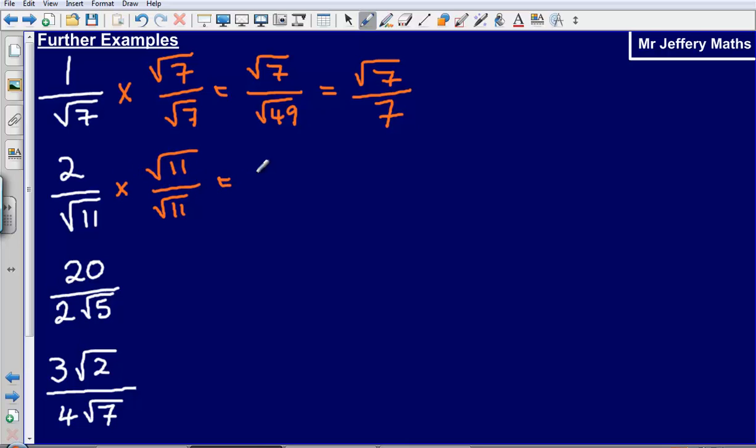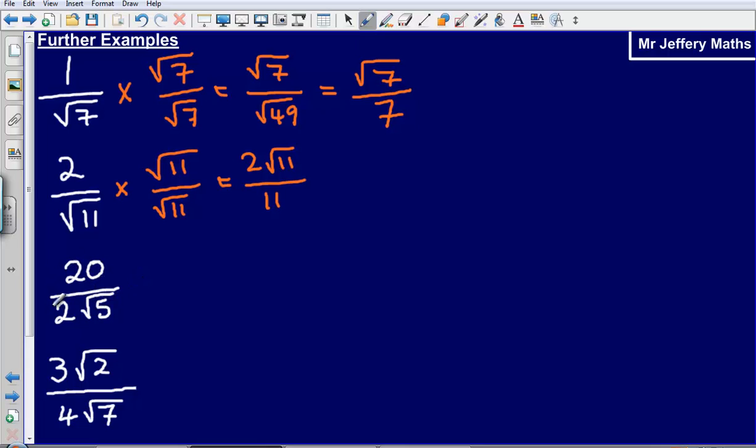So 2 multiplied by root 11 gives me 2 root 11. And then root 11 multiplied by root 11, using that rule that we talked about just a moment ago, is going to give me just 11. Let's take it on to the next one.